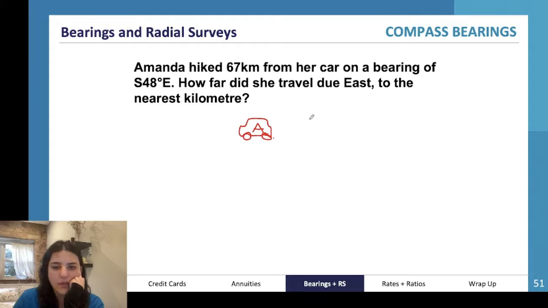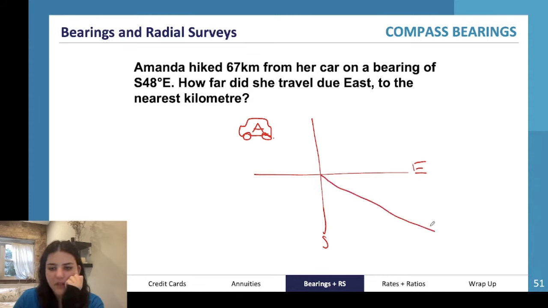So we'll draw a compass. This is south. This is east. And we know she went 48 degrees, so just over 45 degrees that way. So this must be 48 degrees. She traveled that direction, and we know this is a 67 kilometer line. How far did she travel due east to the nearest kilometer? So this is actually a trigonometry question.